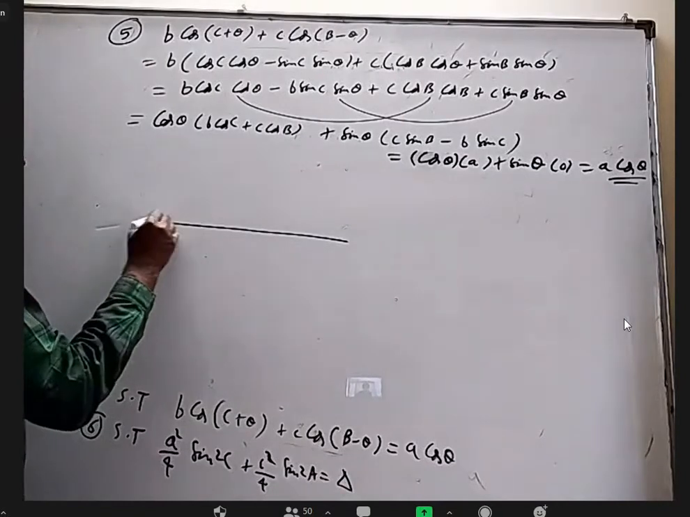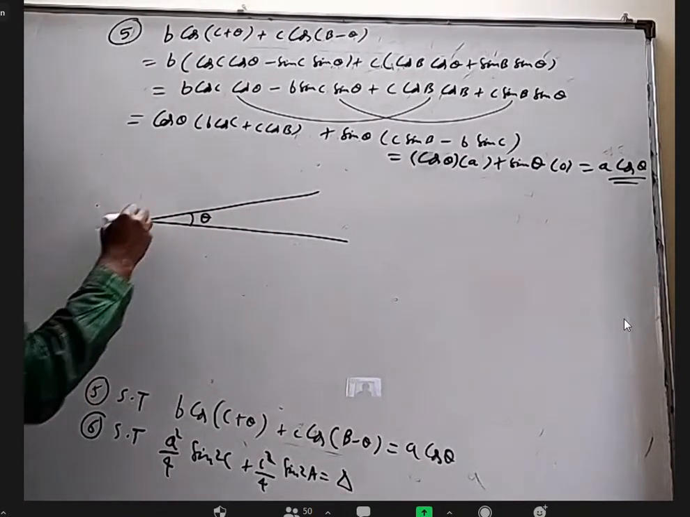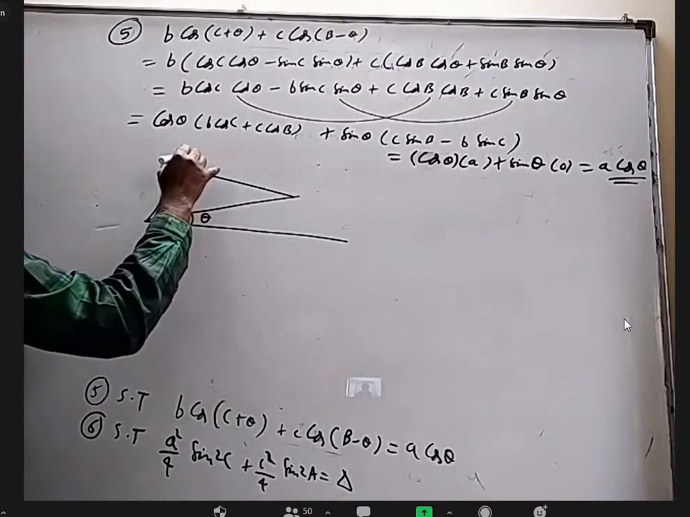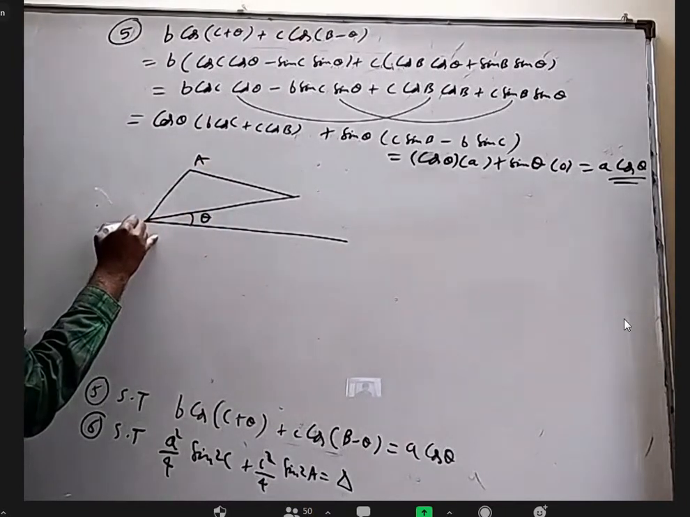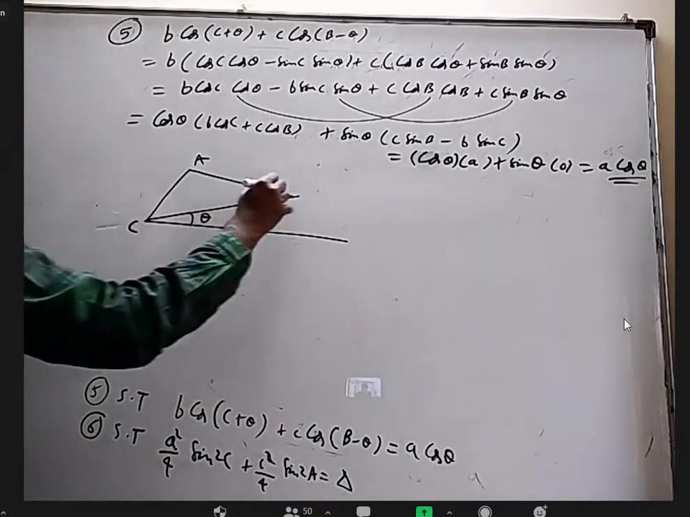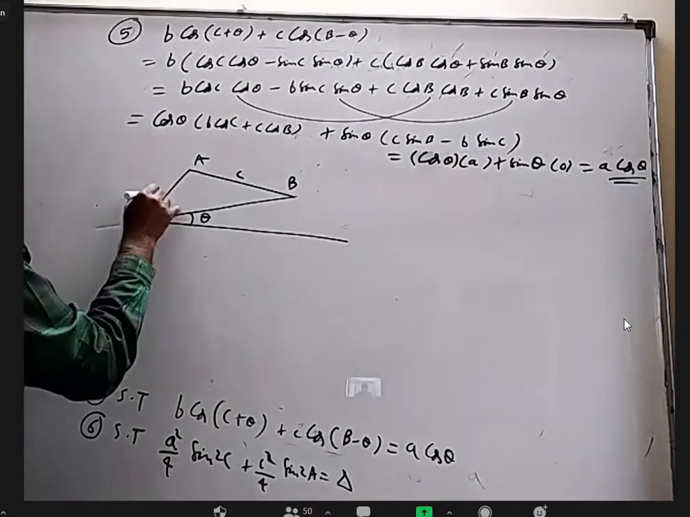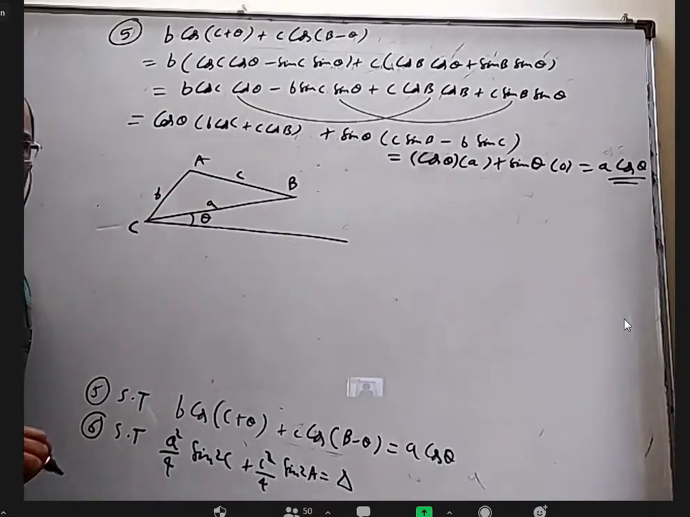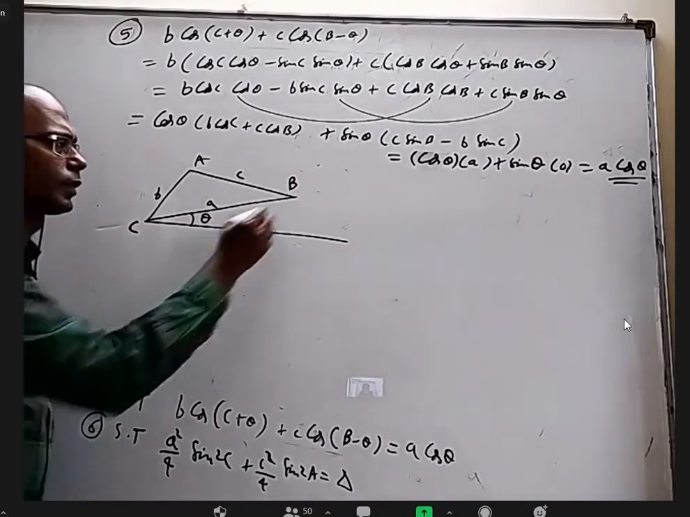Let us say this angle is theta, and I have a triangle like this. This is small a, this is C, and this is B. This is small c, this is small b, this is small a. Not so important, but I'm just giving an idea.